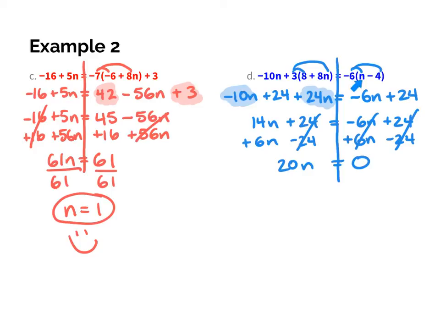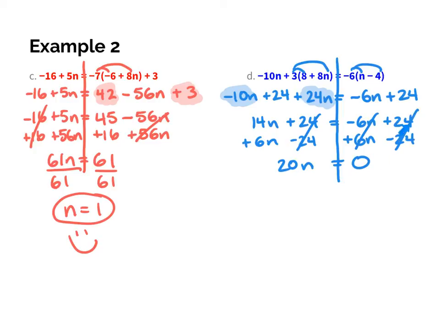Had to distribute on both sides here, then combine my like terms, and then I gathered my variables and my numbers on one side, and I paused here because I have 20n equals 0. Good little teaching point here. 0 is a number, folks, okay?